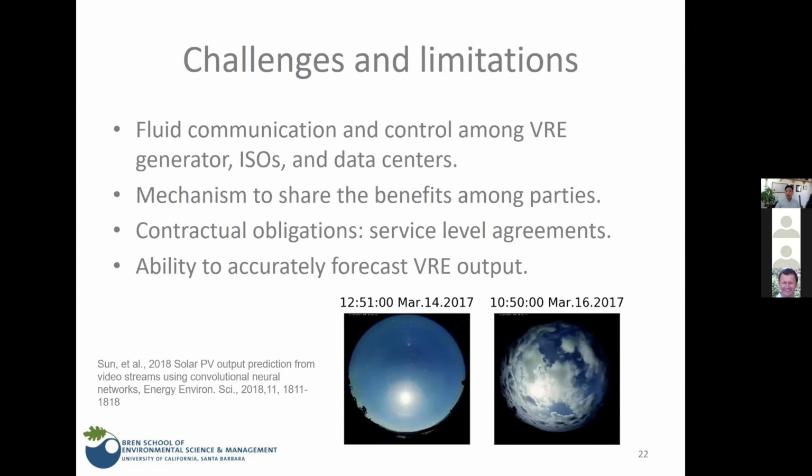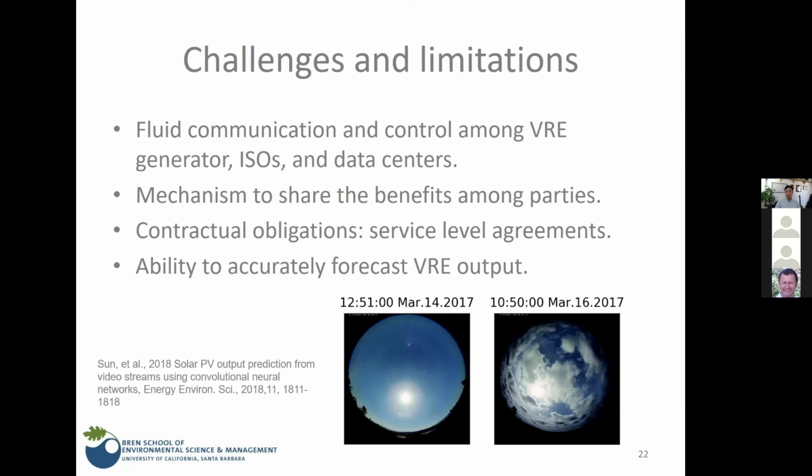It's a more theoretical exercise, and there are obviously a lot of challenges. There are reasons why this is not happening already. One of the challenges is that we need fluid communication and control among variable renewable energy generators and independent system operators, as well as data centers, and we don't have that yet. And also, there should be a mechanism to share the benefits among parties. Currently, there are silos, and even if they work together, they would be able to generate benefits, but there is no mechanism to share that benefit. That's one of the reasons why this is not happening.